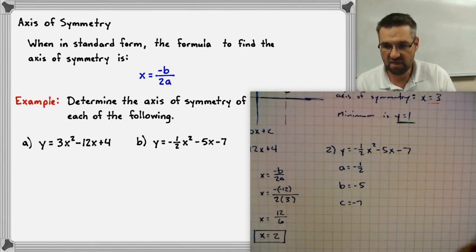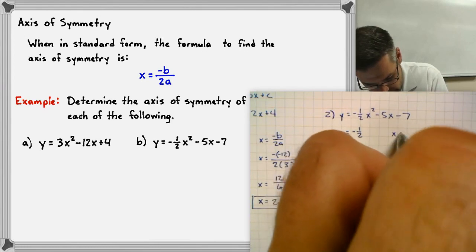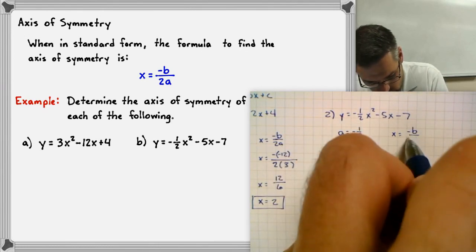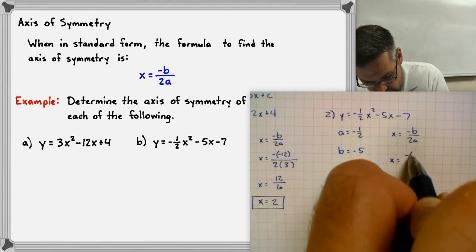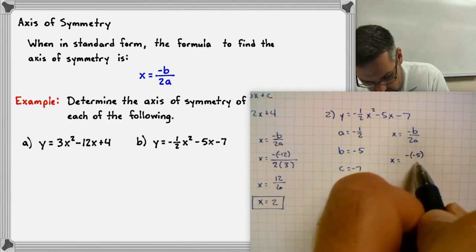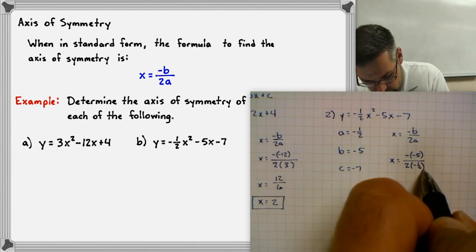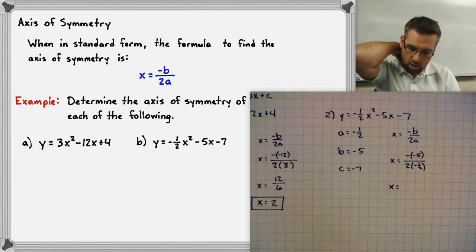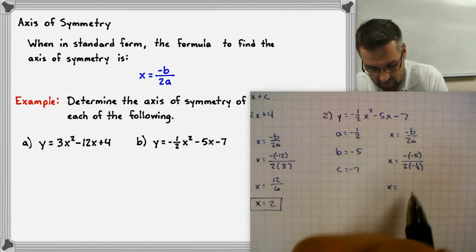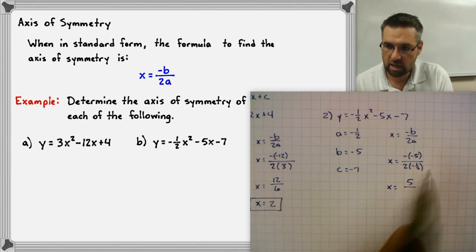Okay? Then we'll just take those values and plug them into our axis of symmetry formula. Remember, that's x equals negative b over 2a. And then we plug that in. x equals negative 5 over 2 times negative 1/2. Okay? Now, I'm not trying to be too complicated here. This isn't too bad. What is negative 5? That would be positive 5. And what is 2 times negative 1/2?